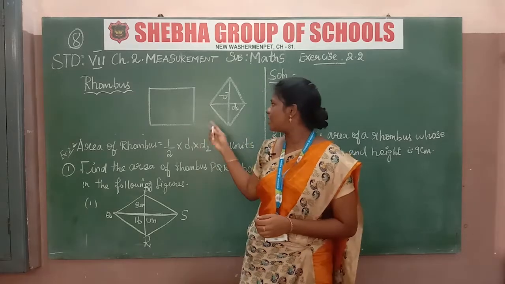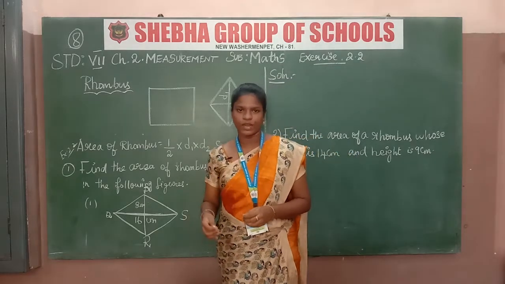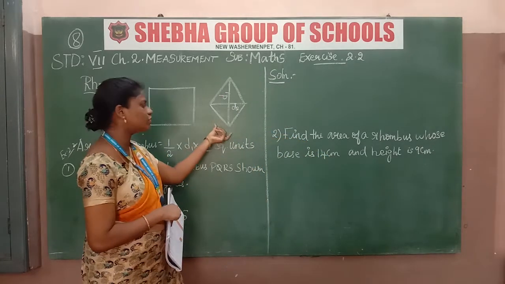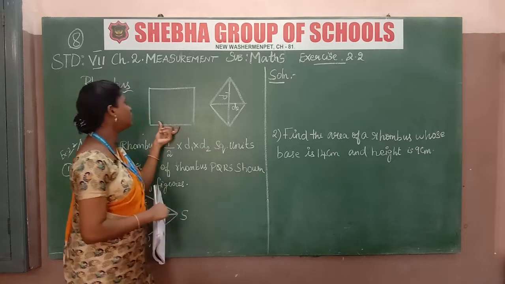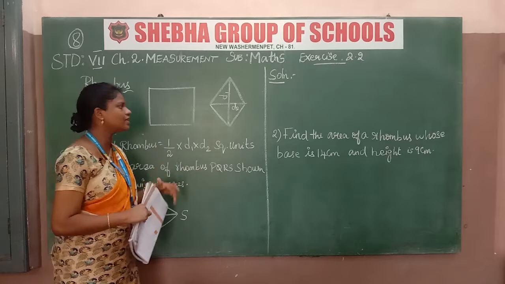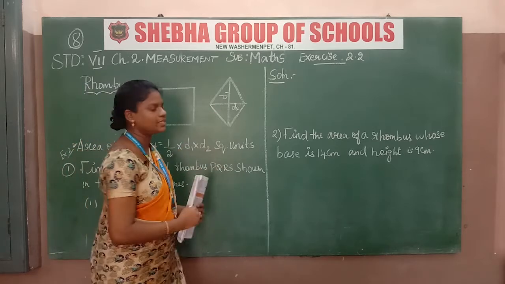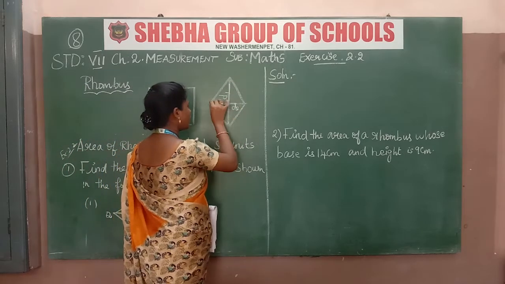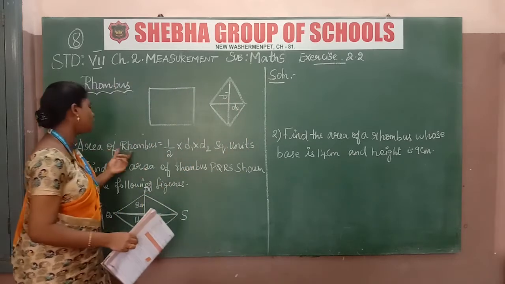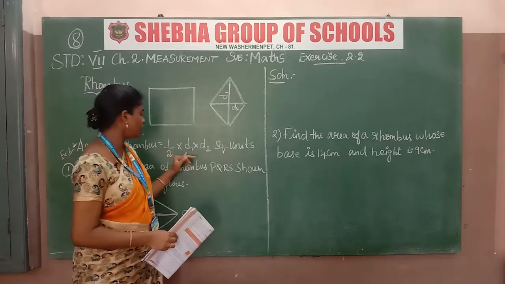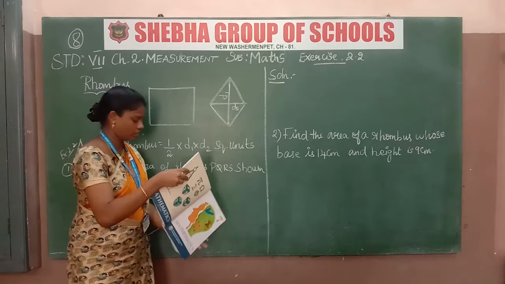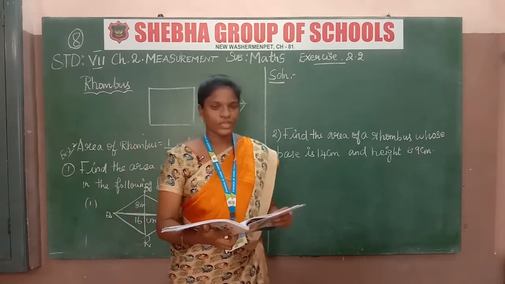Today we are going to see the second chapter, measurement. Let's look at the rhombus. This shape is also a rhombus and this shape is also a rhombus. It has the base and the height. This diagram has the base and height, and this diagram has the two diagonals. This is D1 and this is D2. They are two diagonals and the formula is: area of the rhombus is equal to 1 by 2 into D1 into D2 square units.